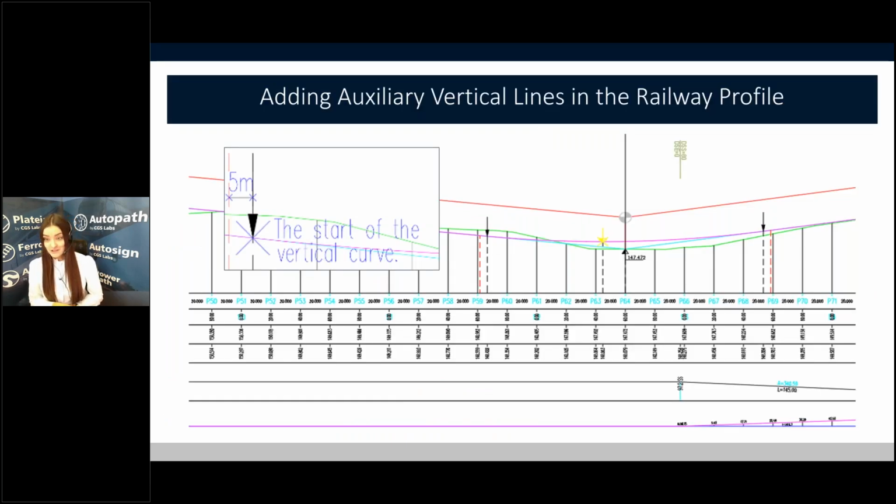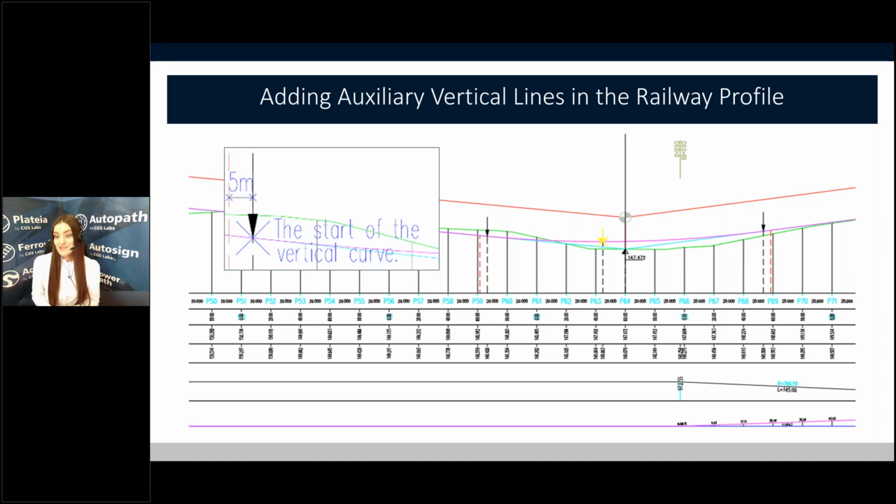So the first feature I will present provides visual assistance when designing the profile of a railway. The software will automatically draw auxiliary vertical lines at a user-defined distance before the beginning and after the end of the vertical curve. So, how does this feature help design?